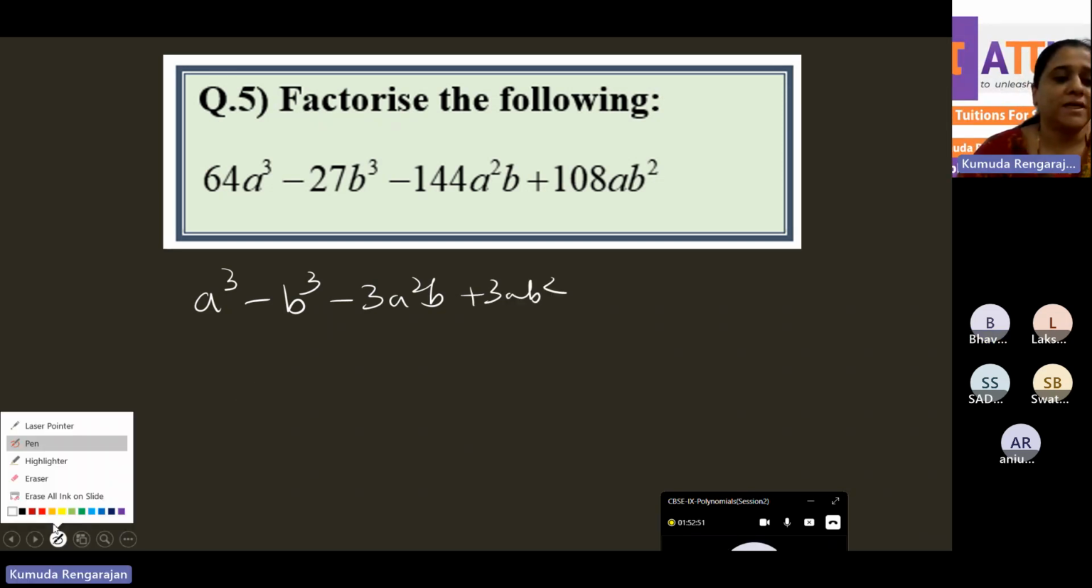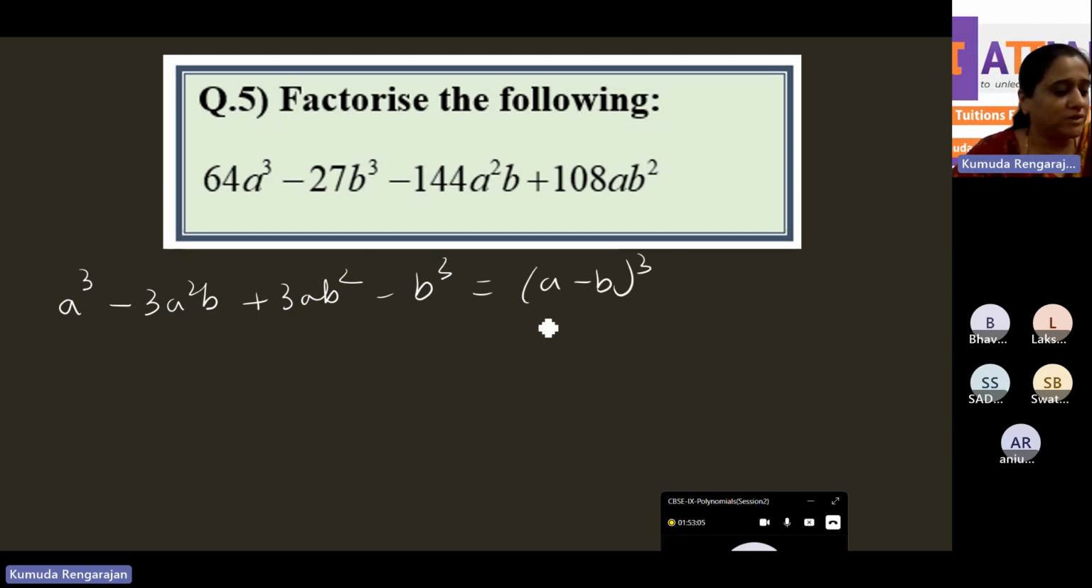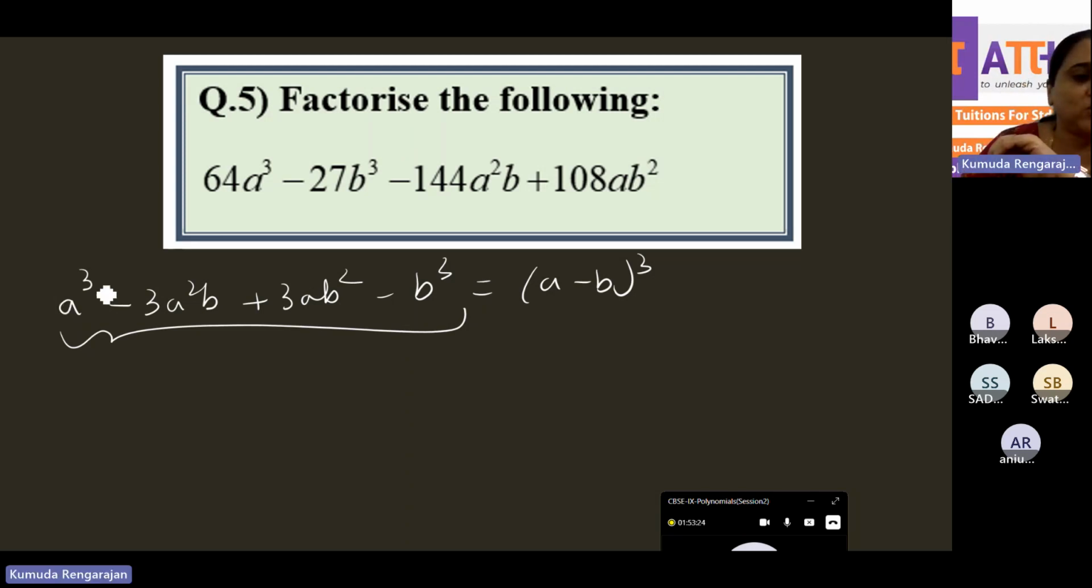So there's an identity like this. The identity is a cube minus 3a square b plus 3ab square minus b cube is equal to a minus b the whole cube, not a cube minus b cube. It has 4 terms: a cubed, minus 3a square b, plus 3ab square, minus b cube. So how many perfect cubes? A cubed, b cubed. 2 perfect cubes. And the others are some other terms, not perfect cubes.